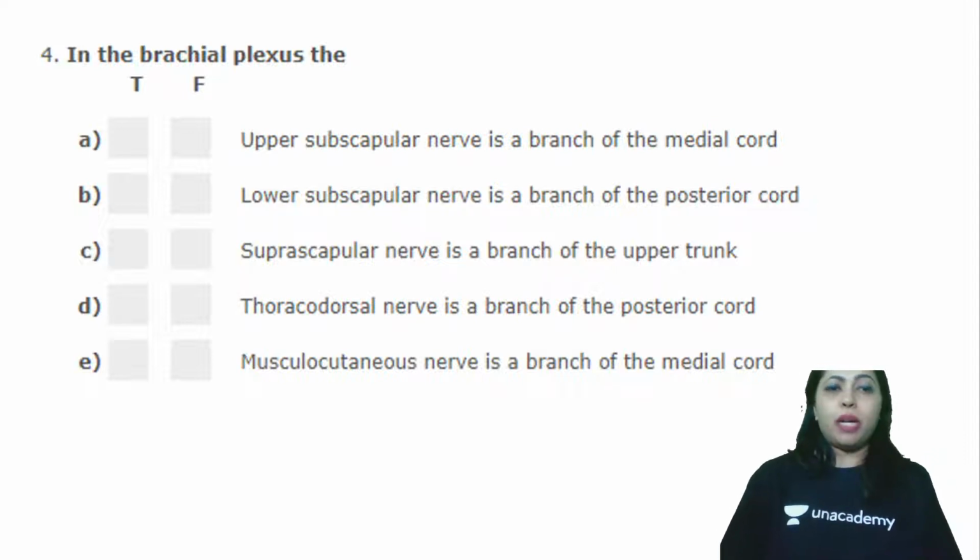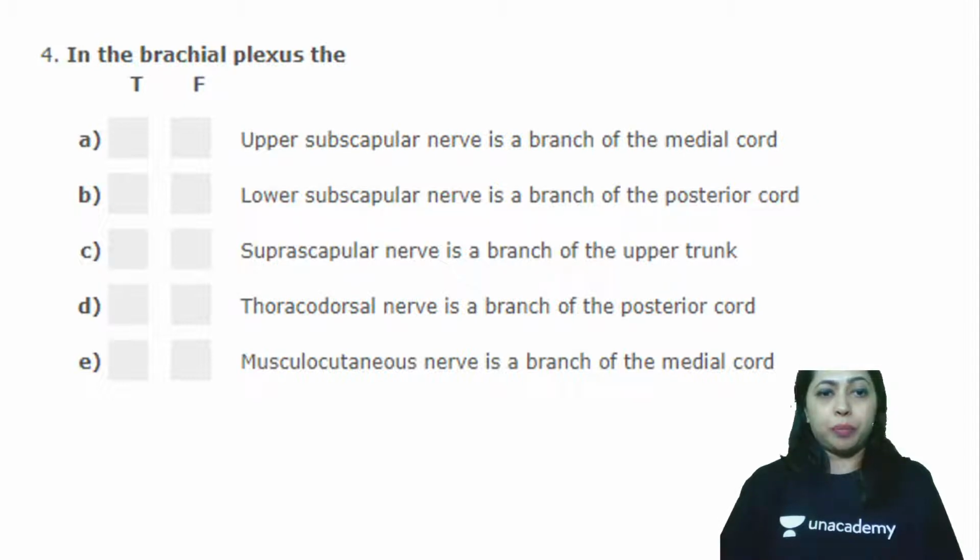Now here the first one is upper subscapular nerve is a branch of medial cord. Lower subscapular nerve is a branch of posterior cord. Suprascapular nerve is a branch of upper trunk. Thoracodorsal nerve is a branch of posterior cord. Musculocutaneous nerve is a branch of medial cord. Now let's see what are the answers that students have to give.